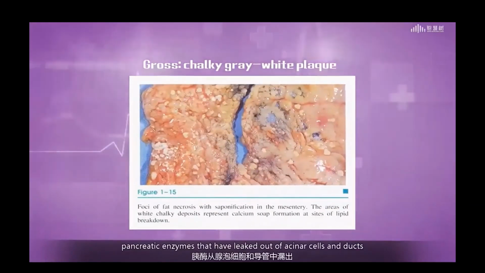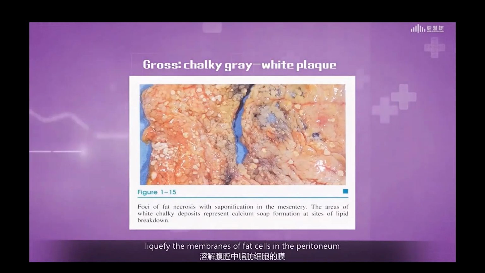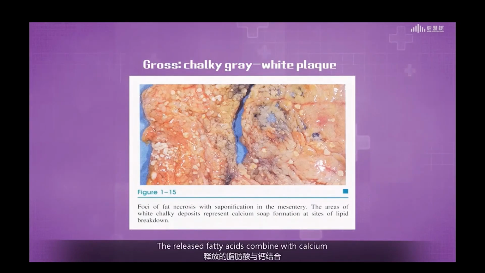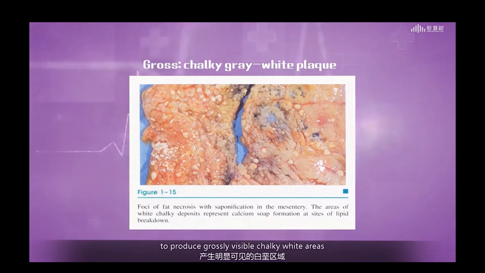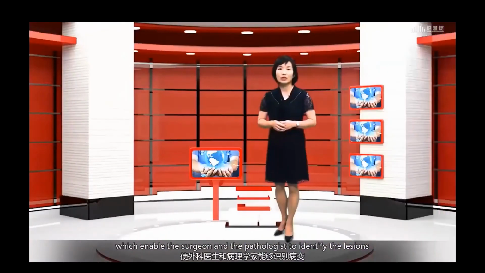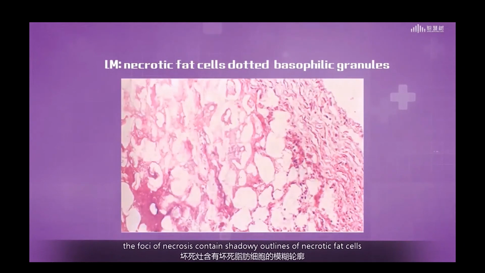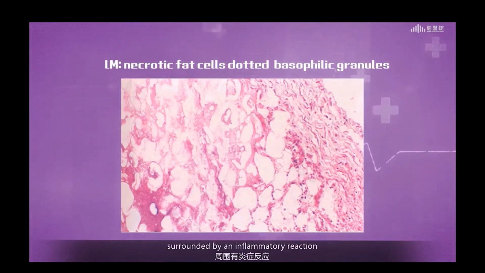In this disorder, pancreatic enzymes that have leaked out of acinar cells and ducts liquefy the membranes of the fat cells in the peritoneum. The lipases split the triglyceride esters contained within fat cells. The released fatty acids combine with calcium to produce grossly visible chalky white areas, which enable the surgeon and the pathologist to identify the lesion. On histological examination, the foci of necrosis contain shadowy outlines of necrotic fat cells with basophilic calcium deposits, surrounded by an inflammatory reaction.